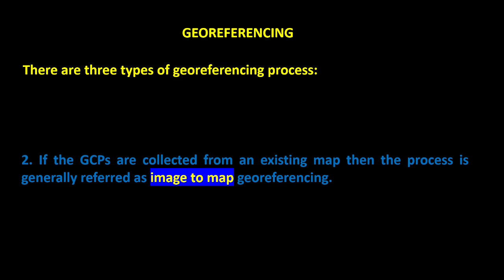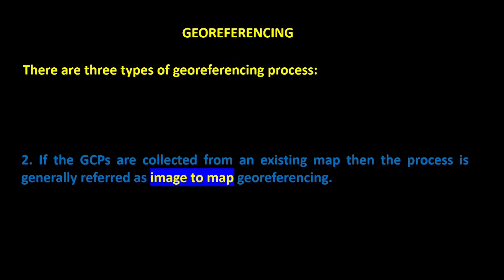Now collect the GCPs of the map you have and put them in the georeferencing table as X and Y. X denotes east and Y denotes latitude or north. After giving the GCPs to the georeferencing table in the software, your non-georeferenced map will finally be georeferenced. Now let's start this process, image to map georeferencing, in the QGIS software.